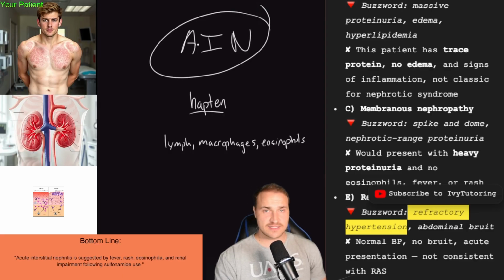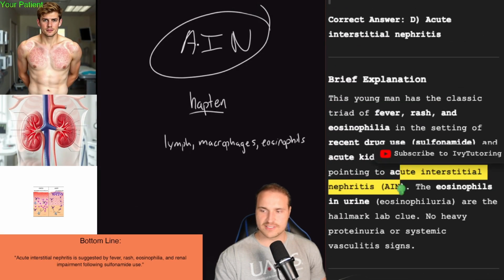So the creatinine tells us that we got renal problems. Urine analysis shows that we have eosinophils. And there's no casts, so it's not glomerular disease. And there's a recent drug exposure. This is all pointing us toward acute interstitial nephritis.